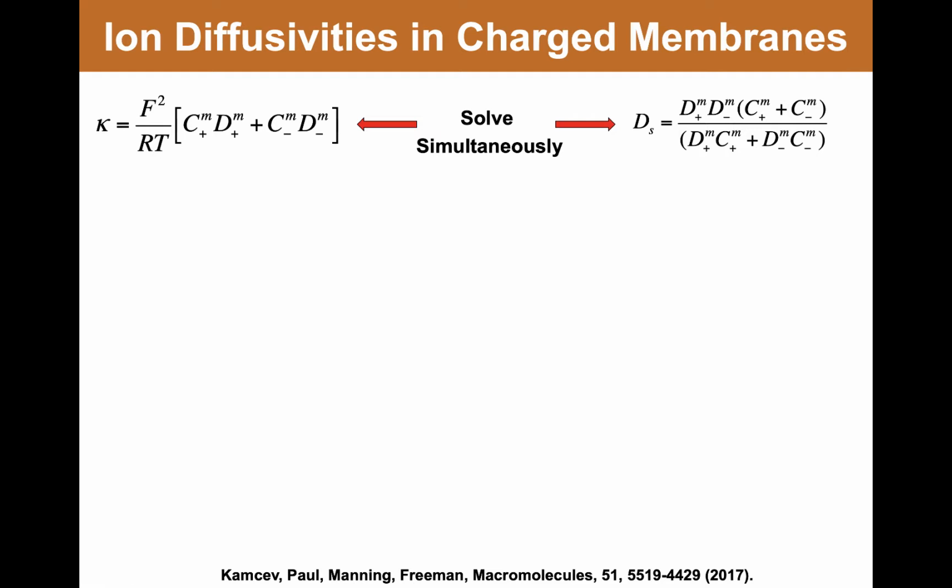And so what we have here are two equations and two unknowns. So if we know the cation and anion concentrations in the membrane, we know the salt diffusion coefficient, and we know the conductivity, the only two unknowns are the diffusion coefficients of the cation and anion in the membrane. We can solve those simultaneously to get individual values of these ion diffusion coefficients, and those are the results that I'll show you next.